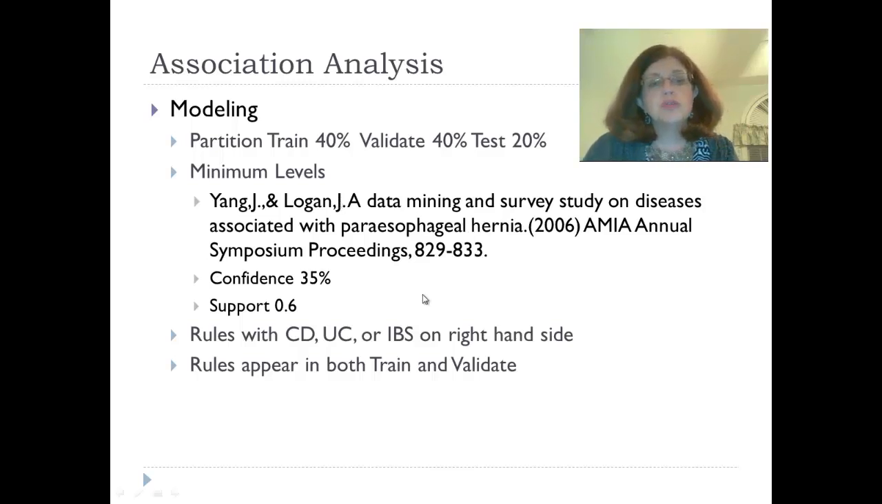From the results, we looked at the rules with CD, UC, or IBS on the right-hand side, and we considered rules that appeared in both the training and validation results. The test set at only 20% did not create very many rules, so we're considering rules that appeared in both train and validate. We're trying to find relationships to CD, UC, and IBS, so we're looking at the left-hand side of the rules.